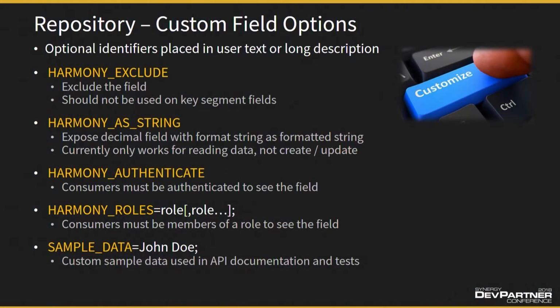Harmony Authenticate, if you put that code in there, that will basically say that this field can only be accessed by authenticated users. You also have the option of saying Harmony Roles equals and naming roles in there, and that field will only be visible by authenticated users who also have one or more roles that are defined in there. You can also override the sample data that's generated in the API documentation if you wish. By default, it just uses ABC for alpha fields and 0 for numeric fields and things like that. But if you want to put meaningful sample data in there, then you can embed that information in the long description.